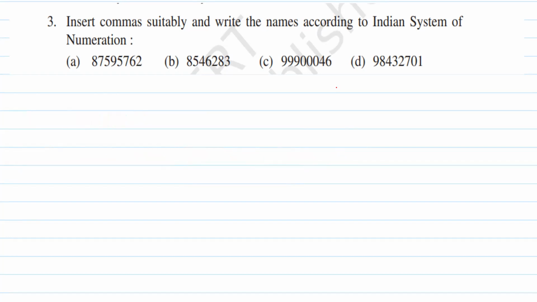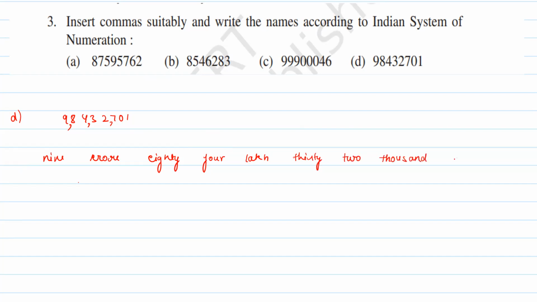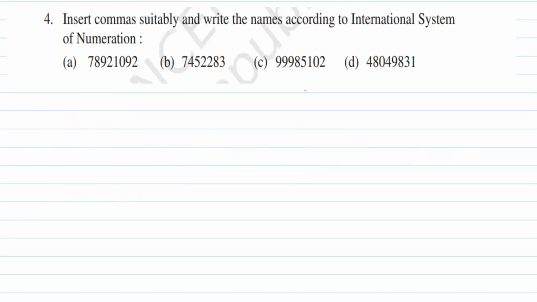Now next is D part, 98432701. Put the commas like this. So it is 9 crore 84 lakh 32,701. This is the desired answer. So first place the comma so that it will be easy for you to understand which number is this.